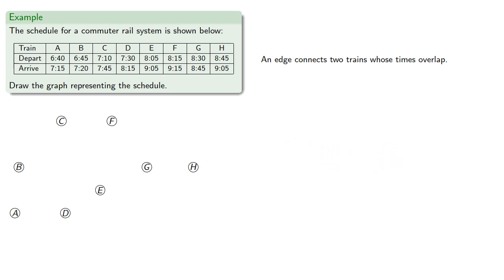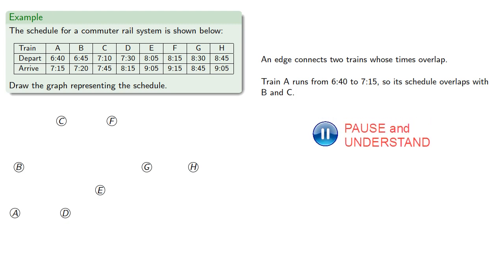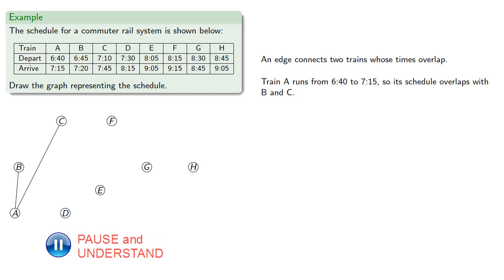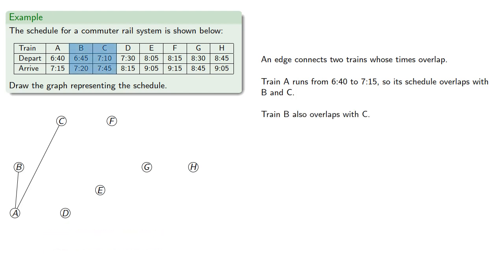Now, we'll want an edge to connect two trains whose times overlap. So we can check each train with all the later trains. So train A runs from 6:40 to 7:15, so its schedule will overlap with trains B and C. So we'll represent this by putting an edge from A to B and from A to C. Train B also overlaps with C, so we'll join B and C. Train C overlaps with D, so we'll join those two vertices.